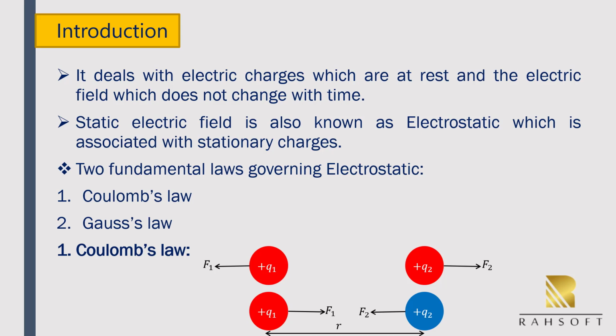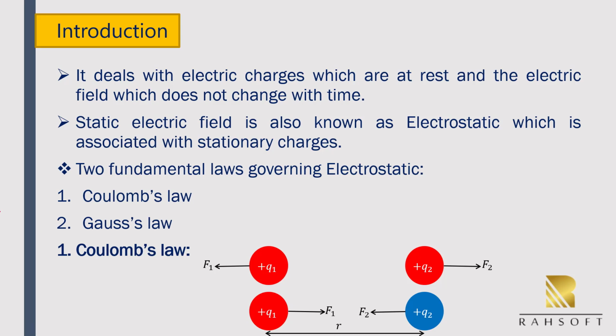So what is Coulomb's law? We know that two like charges repel each other while two unlike charges attract each other. So it shows that a force acts between the two charges. This is also known as electric force. The electric force is attractive in case of unlike charges.